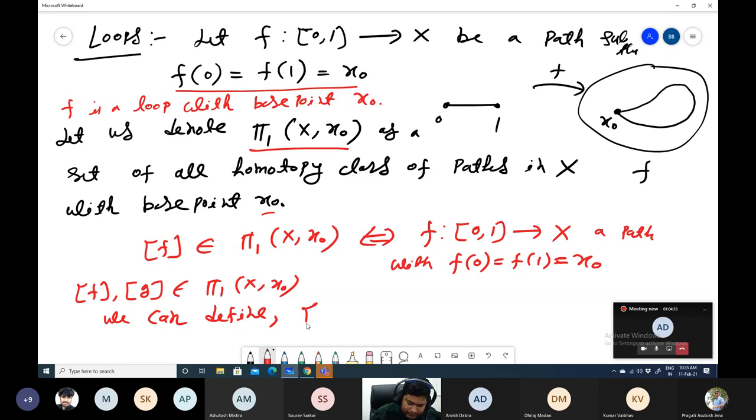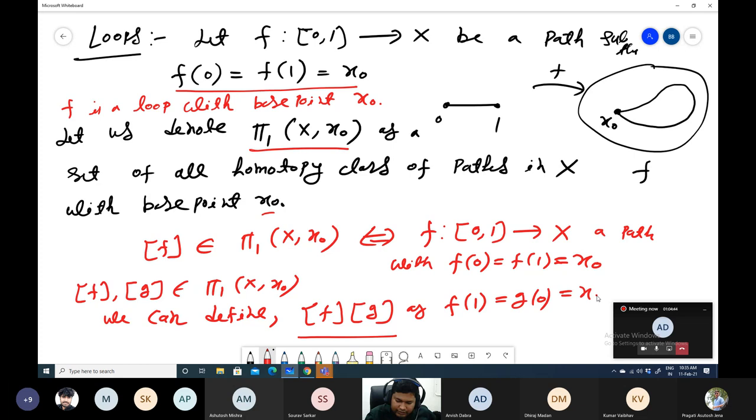Why we can define the product as f of 1 equal to g of 0, and both are x0. In fact, we have something stronger condition, right? We can write it: in fact, we have f of 0 equal to f of 1 equal to g of 0 equal to g of 1, all are x0. Okay, is that part clear?